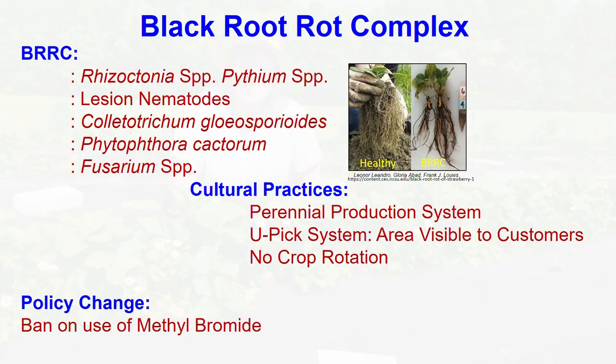And this is how plants look. This is a healthy plant and this is an infected plant. And you can see loss of fibrous roots, and finally the roots appear like the tail of a mouse or a rat. So what are the reasons?